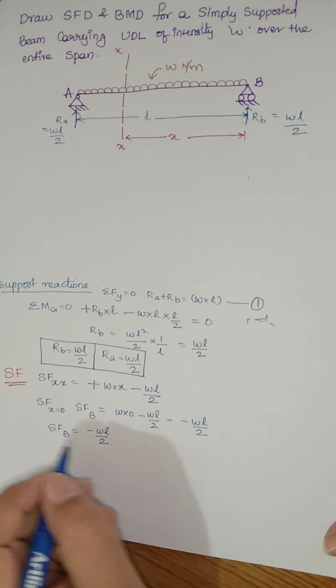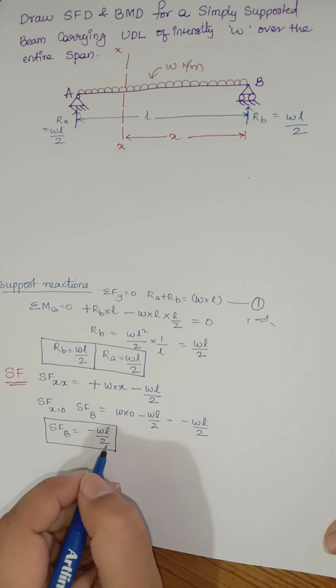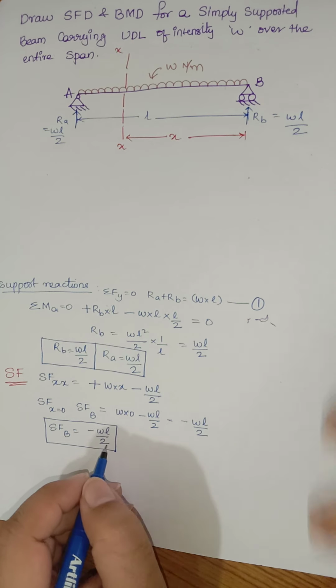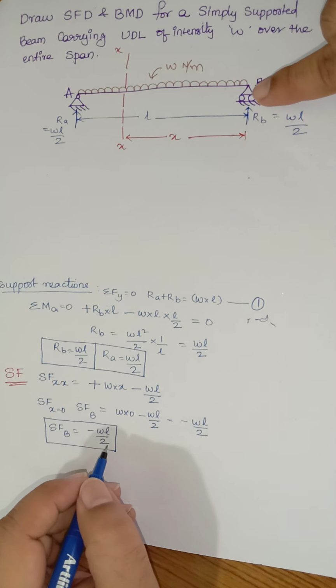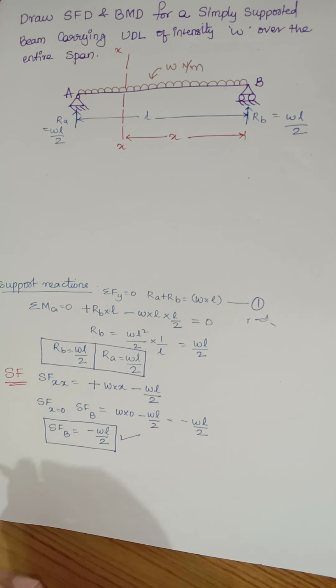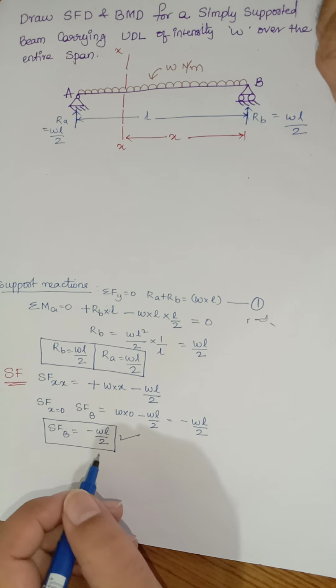So what do you understand from this one? Shear force at point B is equal to WL divided by 2. For any simply supported beam, shear force at the supports will be equal to the support reaction only. Remember this one: shear force at any support will be equal to the support reaction. The same thing again, I can see with the rule which I have explained just now.